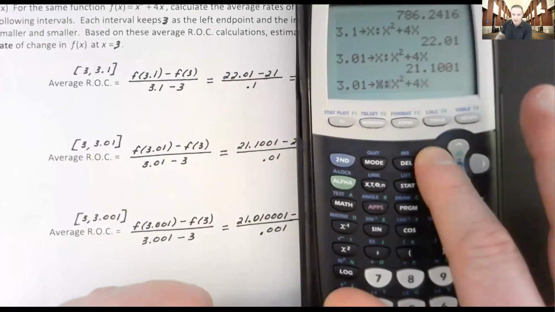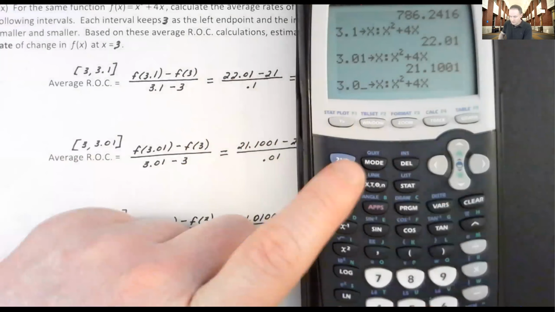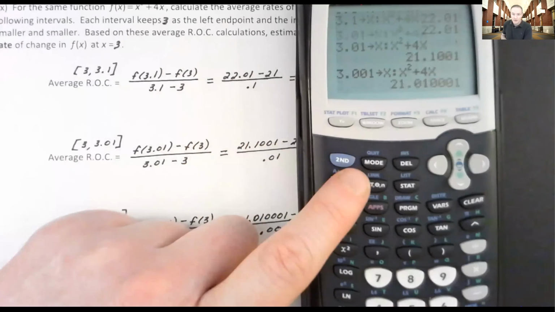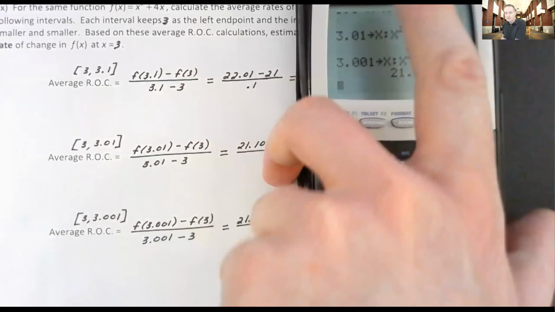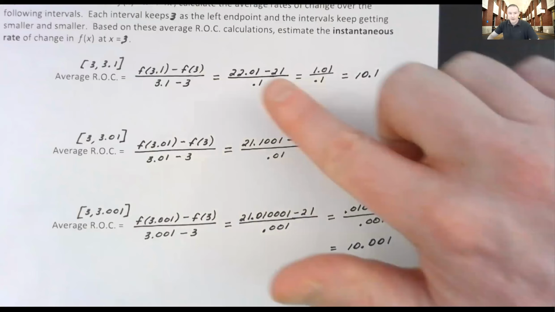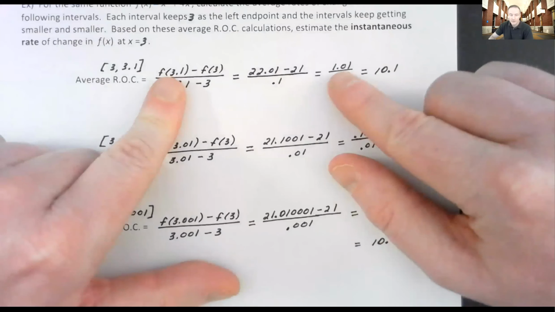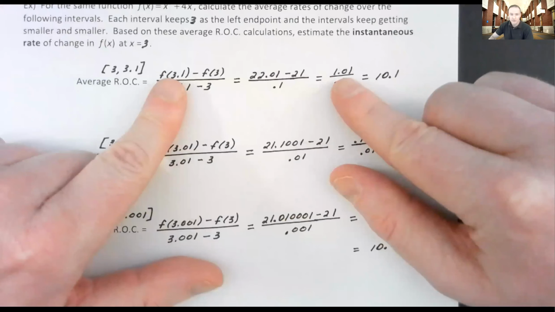At 3.001, do this again, insert another 0, and I've got that, the 21.010001. So I just wanted to show you that real quick for how I got these values. Other than that, it's extremely straightforward.